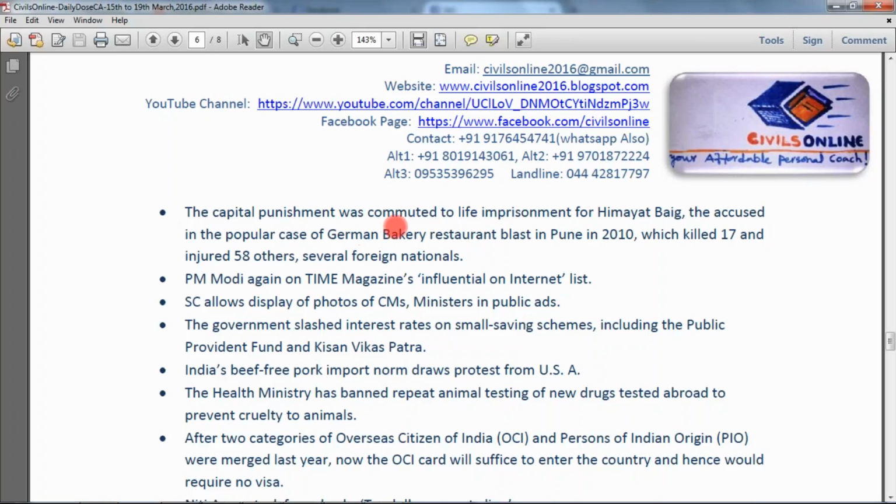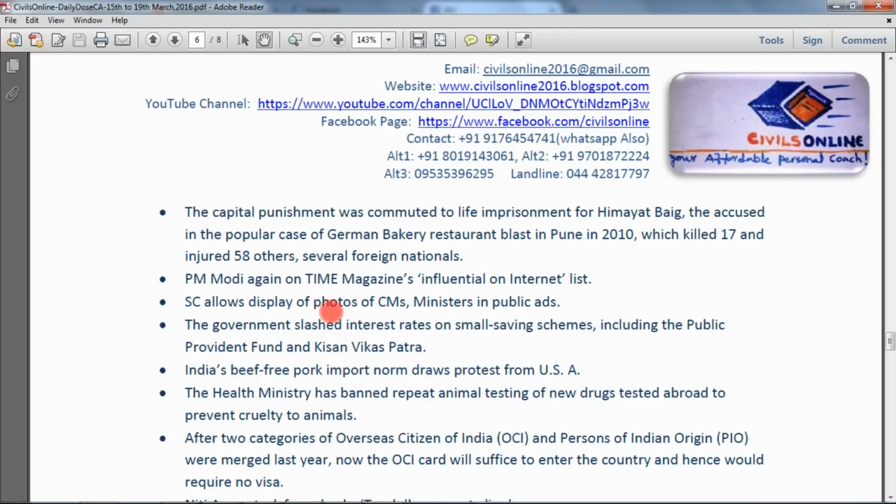The capital punishment was commuted to life imprisonment for Himayat Beg, the accused in the popular case of German Bakery restaurant blast in Pune, which happened in 2010, killed 17 people and injured 58 others, and many among them are foreign nationals. PM Modi again on Time magazine's most influential on the internet list.